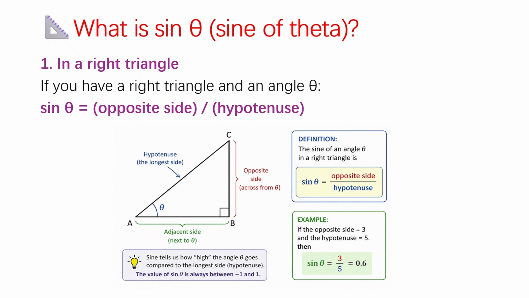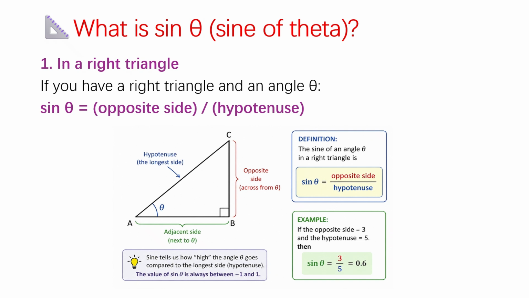Learn sine and cosine in seconds. Simple and clear. Let's start with sine, or sinθ. In a right triangle, sine describes a ratio between two sides. Specifically, sinθ is equal to the opposite side divided by the hypotenuse.